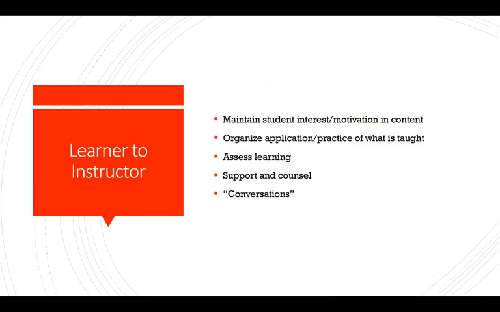The second type of interaction is learner-to-instructor. Again, these are ways to describe what happens in distance learning. So another type of interaction is learner to instructor. And so the instructor has the role of maintaining student interest, motivation in the content, organizing the application and practice of what is taught to make sure that learners have the opportunity to practice those things. The instructor should assess learning. The instructor has the role of supporting and counseling the learning process, and the instructor also has conversations with the learner, whether it's live in a class setting where maybe the online learning is happening live where people can interact.